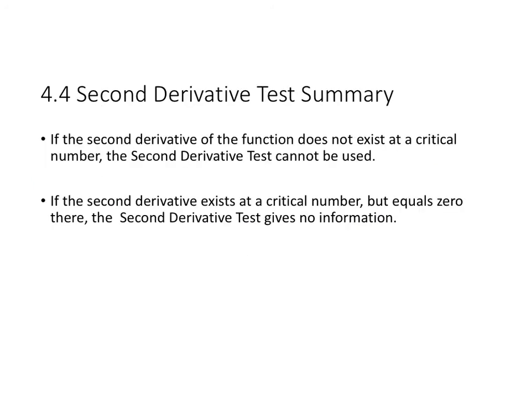So just a summary of the second derivative test. If the second derivative does not exist at the critical number, the second derivative test cannot be used. And if it equals 0, then the second derivative test also cannot be used. So we only get information if the second derivative is positive or negative, not if it does not exist or is 0.